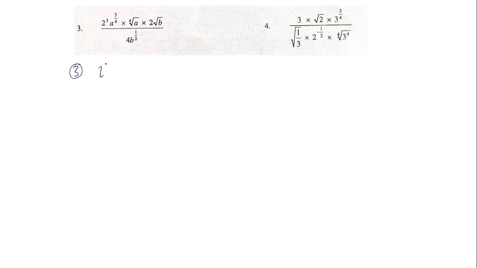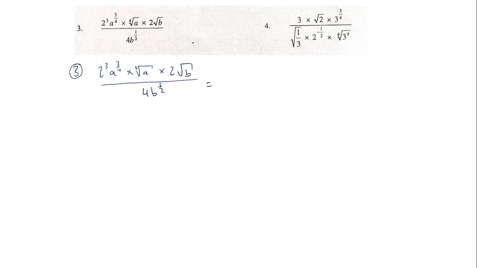So we have 2 to the power of 3, a to the power of 3 over 4, multiplied by the 4th root of a, multiplied by 2 square root of b, divided by 4b to the power of 1 over 2. We need to simplify this, right? So what matters is we need to know how to simplify this, applying laws of exponents.